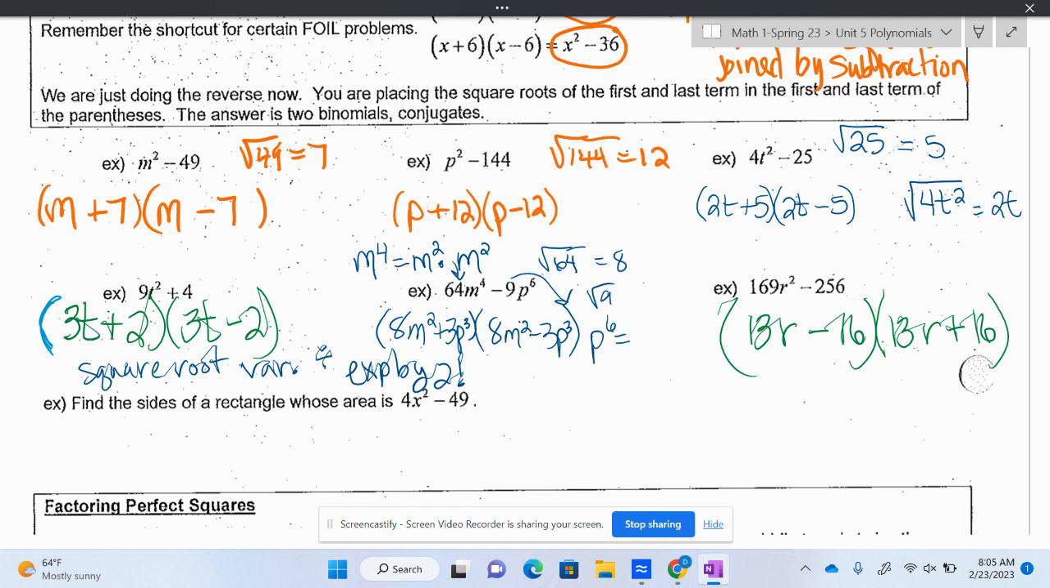So let's see. 9t squared plus 4 factors out to 3t plus 2, 3t minus 2. And 169r squared minus 256 factors out to 13r minus 16 times the quantity 13r plus 16. I'm gonna do a change up, see if we have any better luck.